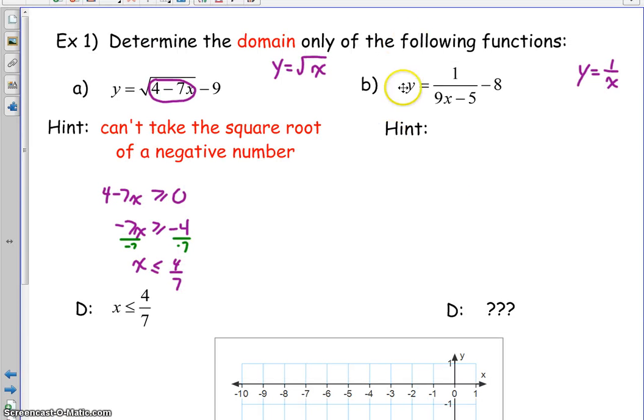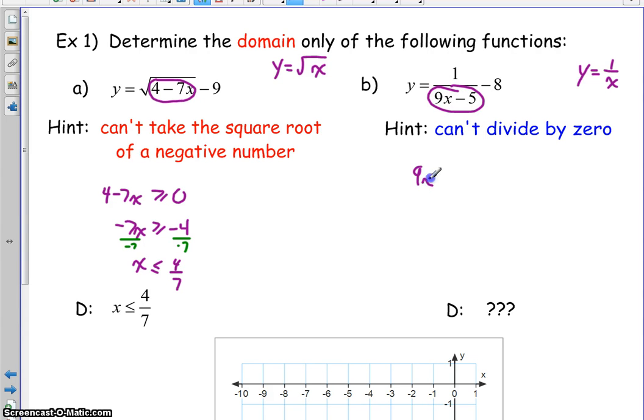Okay, for this next one here, we have a reciprocal function, and we're looking at what's in the denominator. So what can we not have in the denominator? Well, we know in the denominator of a fraction, we're not allowed to have 0, because we can't divide by 0. So we can't have any x value that makes the denominator 0. What x value would that be? Well, we can just set up our denominator here, 9x minus 5, set equal to 0, and then solve for x.